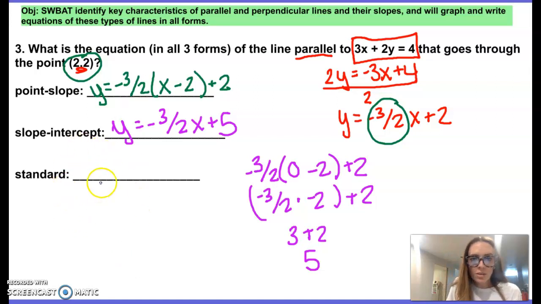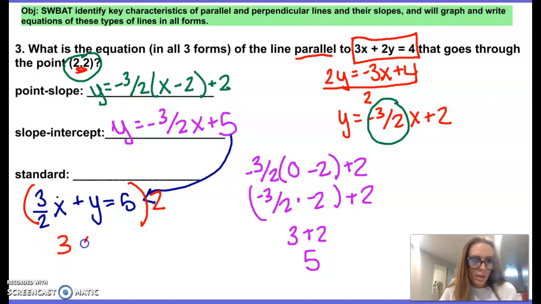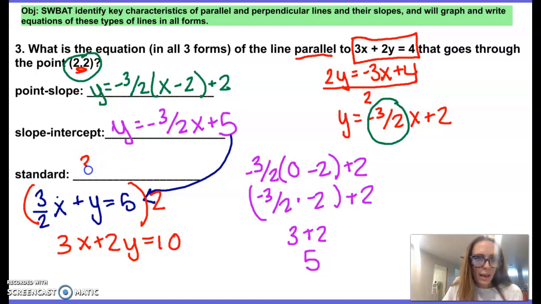And then our standard form, we can just manipulate that once again. So let's move our 3/2 x over to the other side. So we'll have 3/2 x plus y equals 5. So again, I'm just working from that form there. Now I just want to get all of that stuff out of there, no fractions if possible. So let's multiply everything by 2. So let's do 3x plus 2y equals 10. And we have found ourselves there.